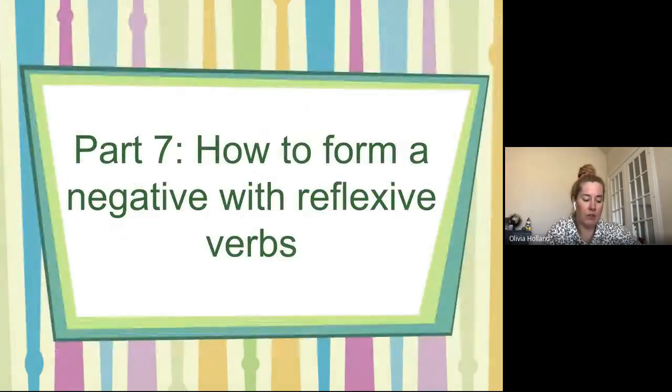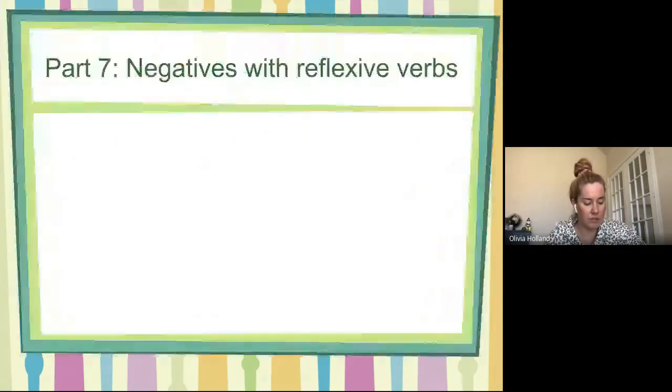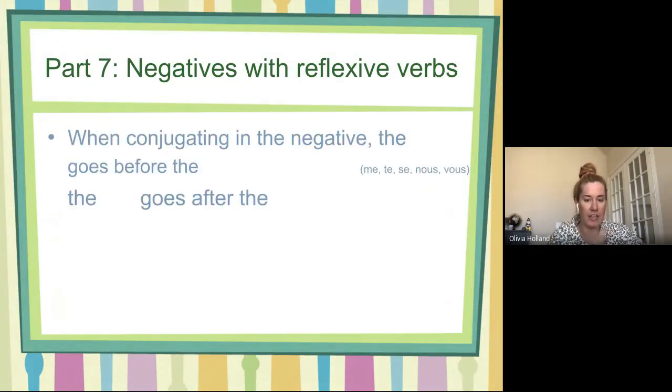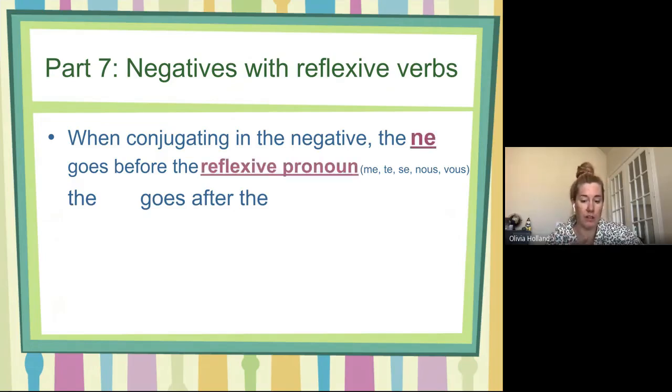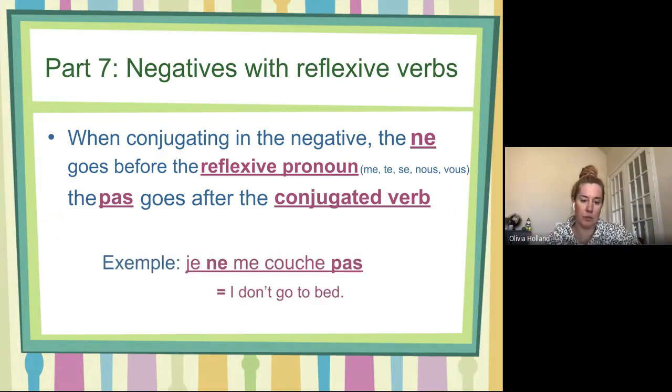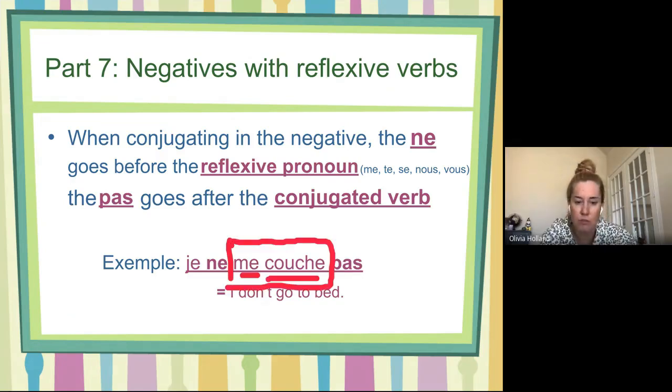Okay, part 7, how to form a negative with reflexive verbs. We only have 2 more parts left, okay? So the first thing you need to know is that when you are conjugating in the negative, the ne goes before the reflexive pronoun. So je ne me, for example. And then the pas is still going to go after your conjugated verb. So here's an example. Je ne me couche pas, I don't go to bed. Again, it's like saying that the reflexive pronoun, the me, is like BFFs with your verb. They do not want to be separated, so you can box them off, and then your ne pas goes around both of those words.